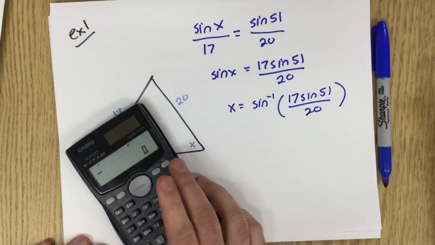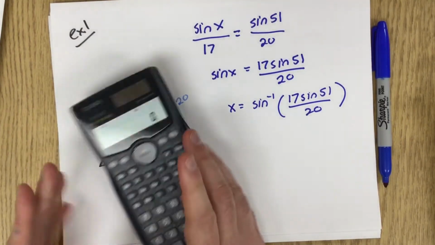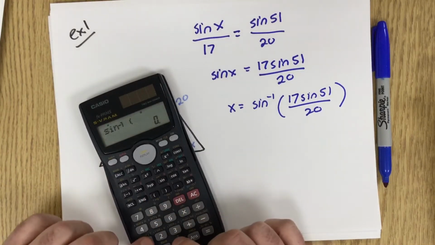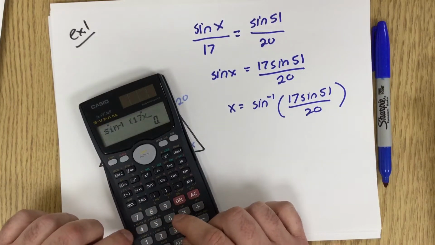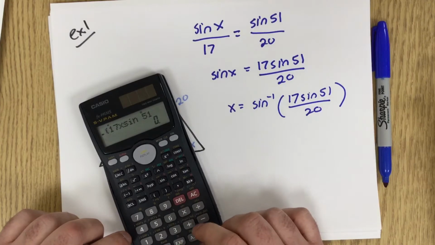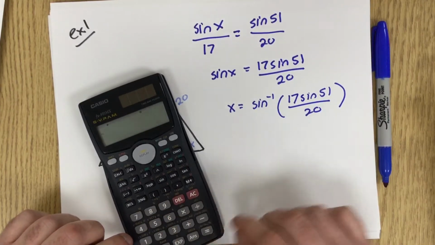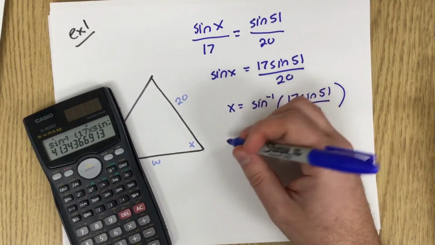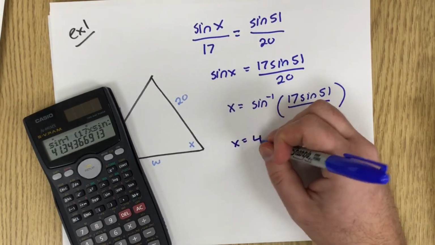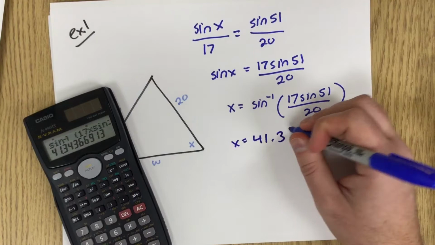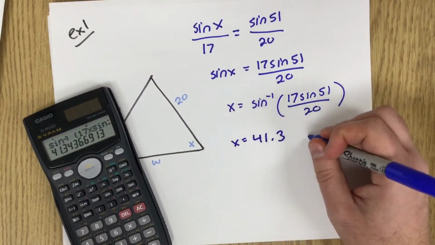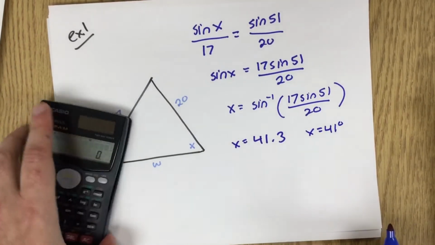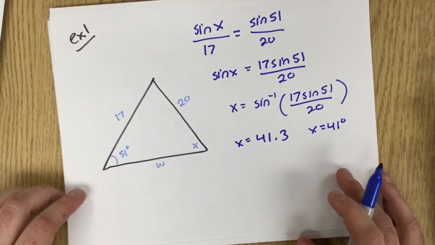Wait, I got a different, wait, did I do that right? Inverse sine of 17 times sine of 51 divided by 20. Yes, so I have x equals 41.3, which I'm going to say is just 41 degrees. And you're thinking, well, that wasn't that shabby. What's the problem with that?